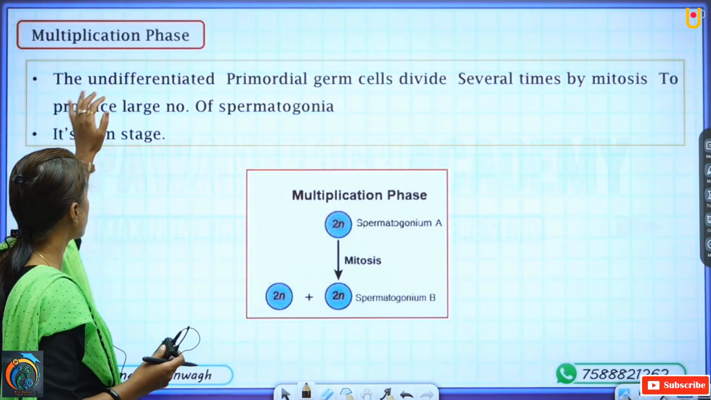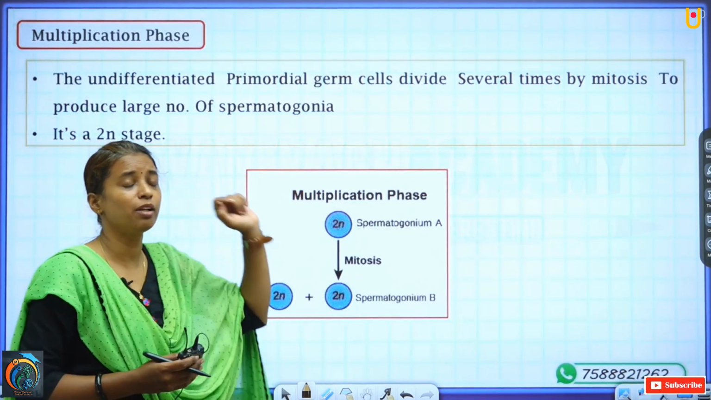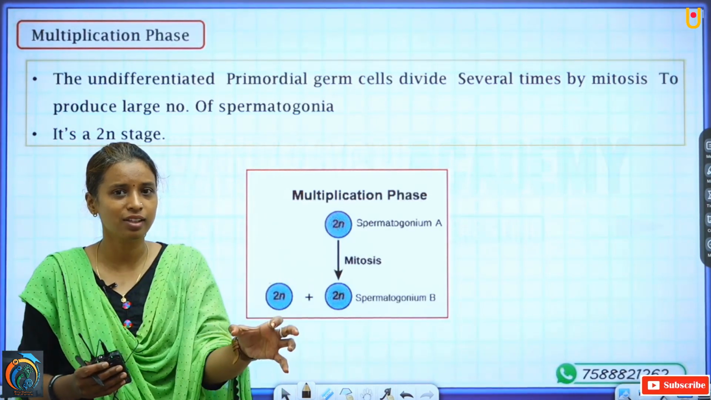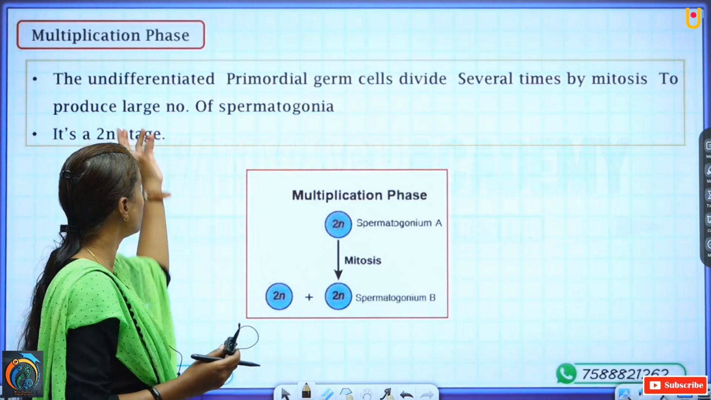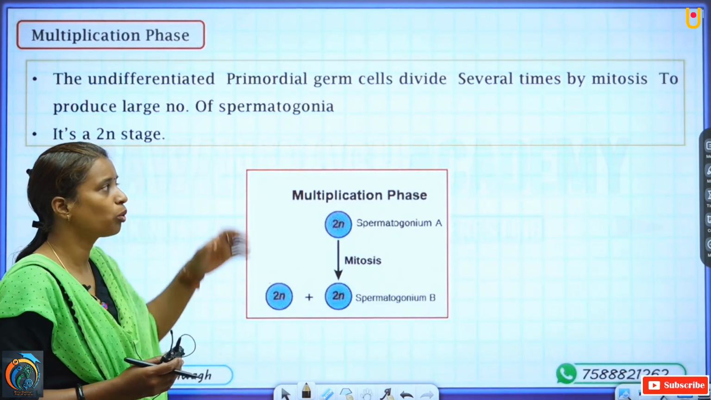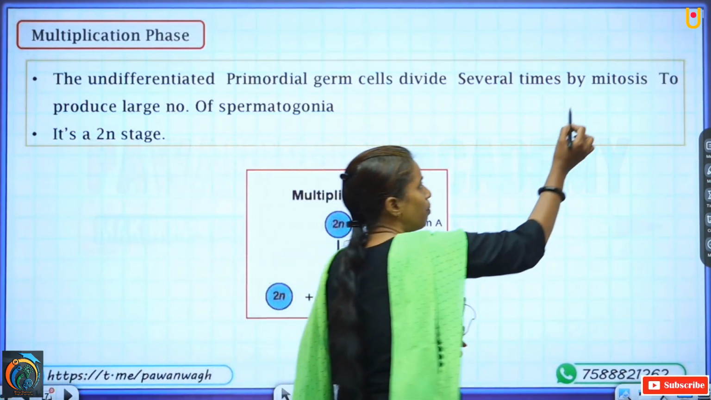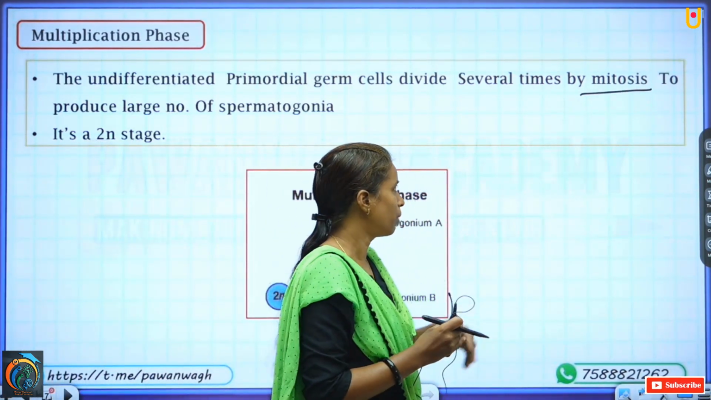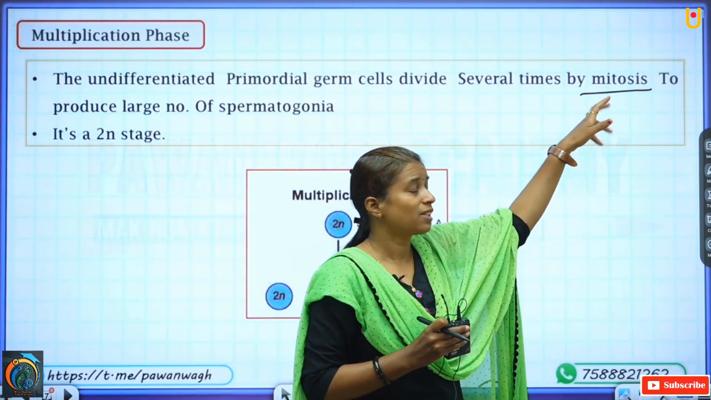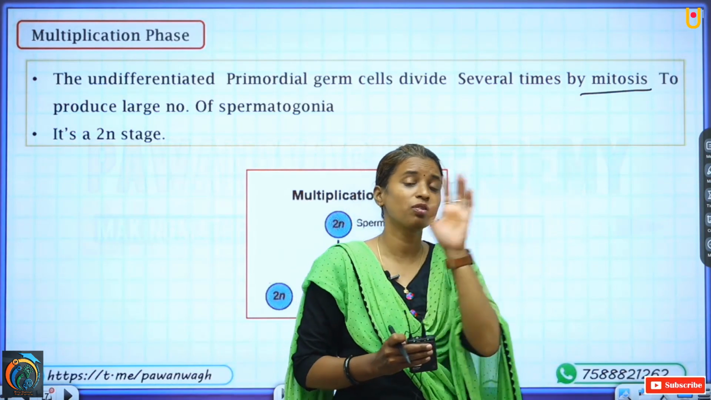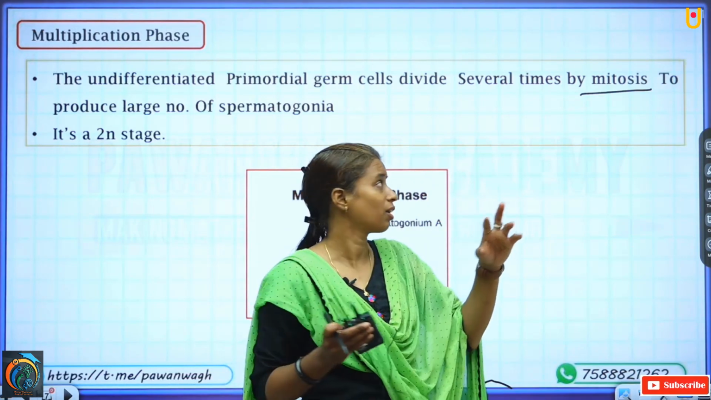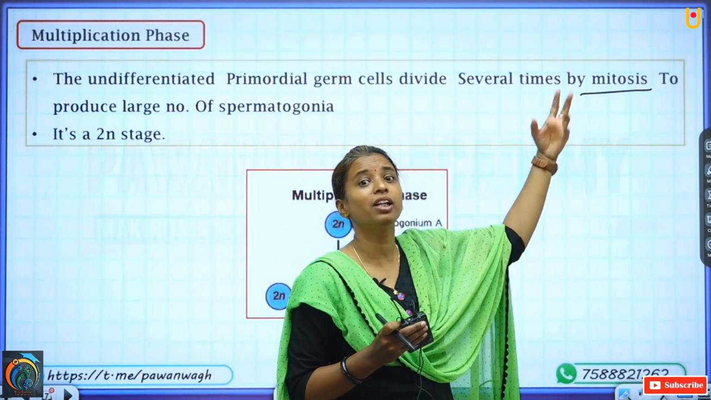Now this is the first phase. It is known as the multiplication phase. Multiplication means something is there and that something is going to multiply. And here, do you know what the difference between mitosis and meiosis is? In the process of mitosis, cells are multiplying, and in the process of meiosis, reduction division is taking place. Cells are reducing in meiosis, and here they are multiplying.